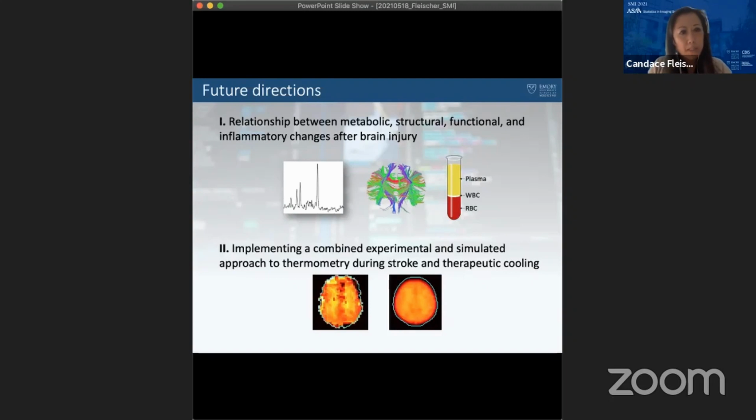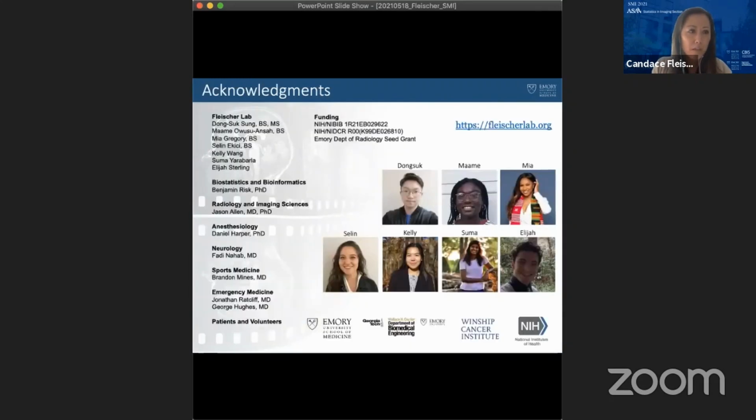We're also implementing this combined experimental and simulated approach to thermometry in a number of different patient cohorts, including stroke and variations of stroke, as well as in patients who are undergoing cooling for cardiac arrest. And again, we really believe that it's this personalized temperature approach that will allow us to make strides in the clinical setting.